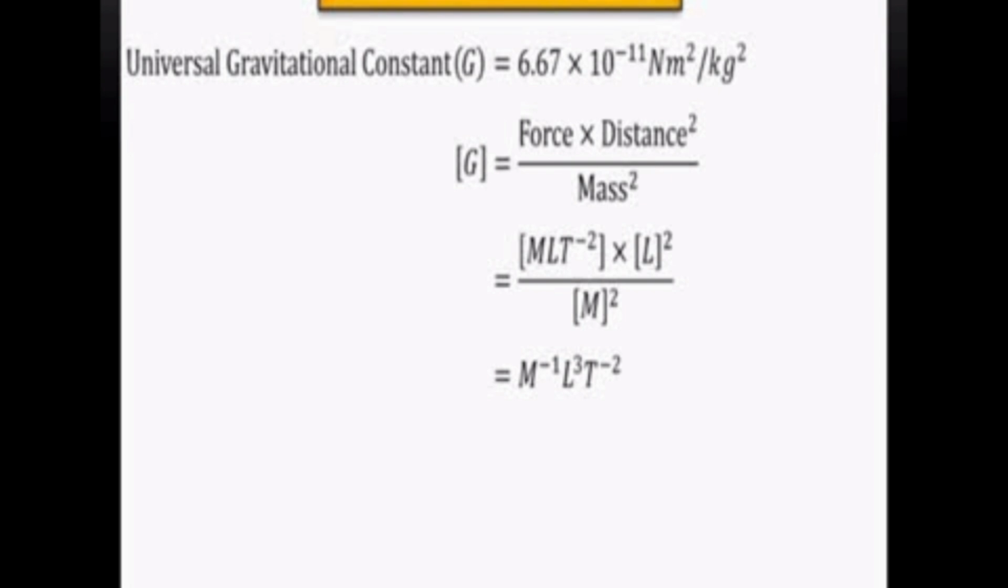So M cancels. M square is there, so when it goes up it becomes M power minus 1. Then L square into L cube, and T power minus 2 is already in the formula. So this is the method of finding the dimensional formula for this type of constant.